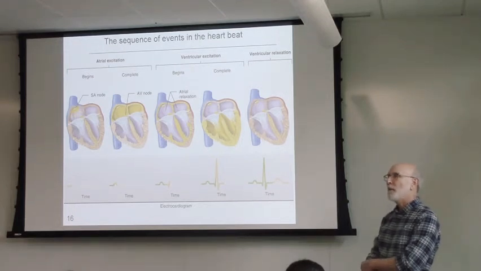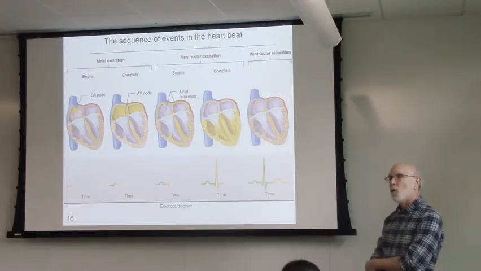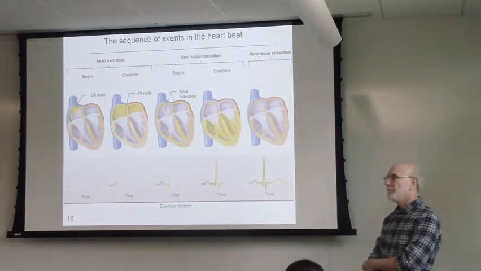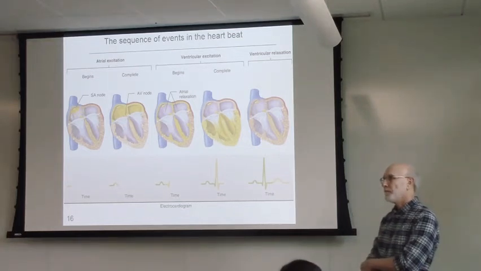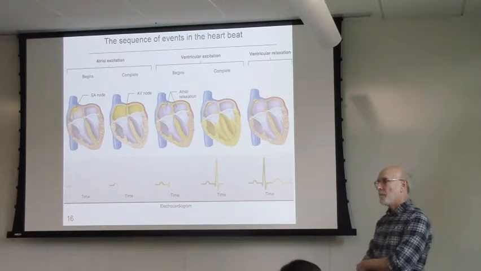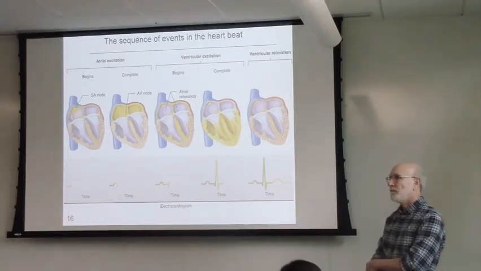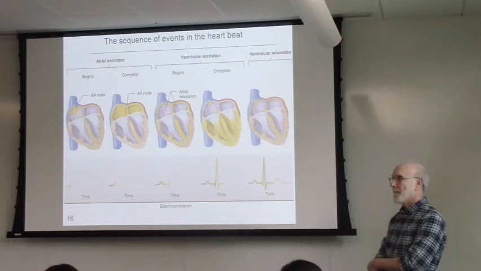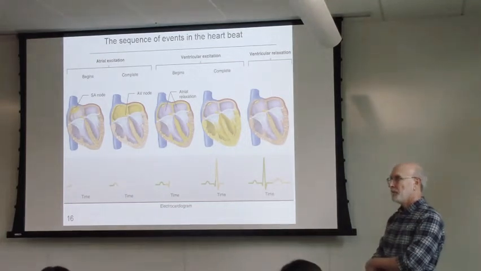What is special about the SA node that makes it the normal pacemaker of the heart? It has its own intrinsic rhythm because it doesn't return to a resting membrane potential. It sort of continues to cycle around the depolarization and repolarization. Yeah, and the AV node is a lot slower.